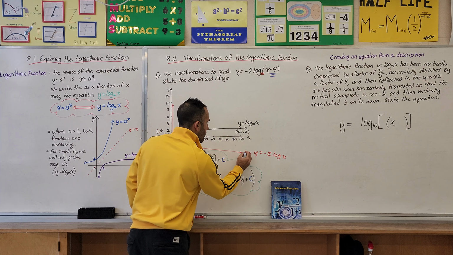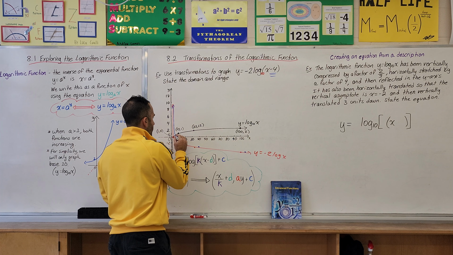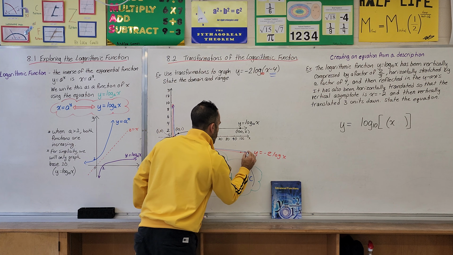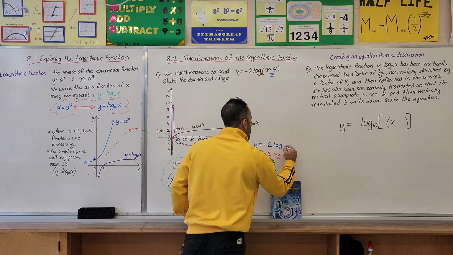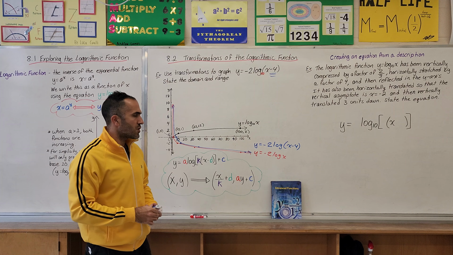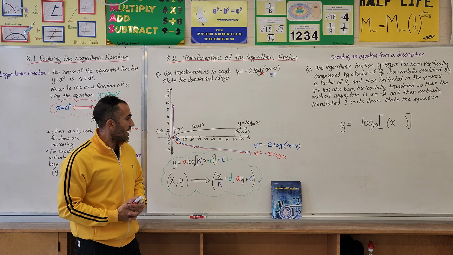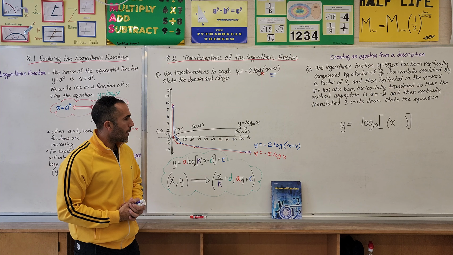I'm going to move 4 to the right, 4 to the right. And I'm going to graph my new function. This is going to be y equals -2 log of x minus 4. And that's my final answer. Okay, not much difference because of the scale, but it is shifted horizontally 4 units.